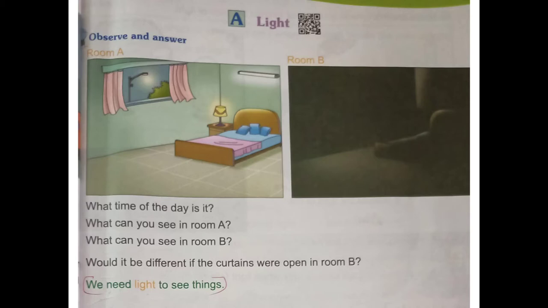Yes, it is night time. What can you see in room A? Yes, in room A, the tube light is on, giving light. What can you see in room B? Yes, in room B, there is darkness. Nothing can be seen. Can anything be seen in room B? No, nothing can be seen. Would it be different if the curtain were open in room B? No, it would be the same.